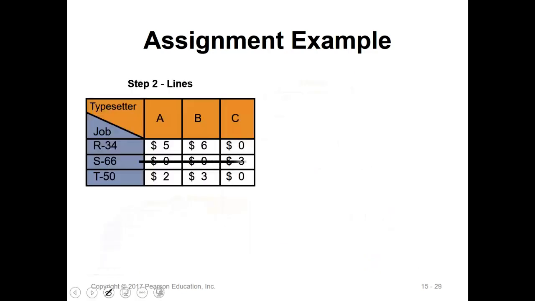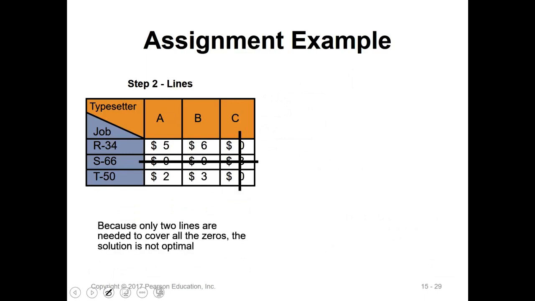The next step is to cross all the zeros using lines and see how many lines you have. Now we have 2 lines that cover all the zeros. If the number of lines is less than the number of rows or columns, the solution is not optimal. You have to keep working to subtract these numbers.